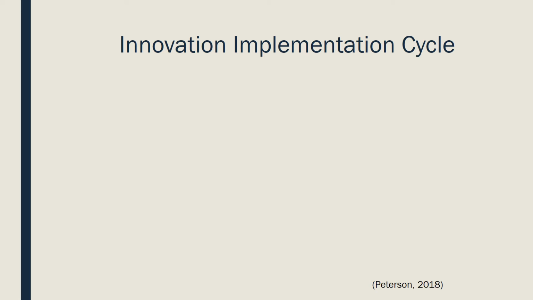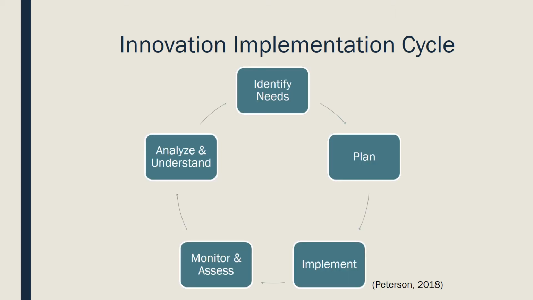Now that you have correctly diagnosed the problem, so that's the previous step, you've identified some potential treatments or innovations and interventions, it's time to decide what you are actually going to implement and how you're going to do it. So on this graphic, you can see you've already identified needs. So now we're going to talk about how we are going to actually put these things into place.